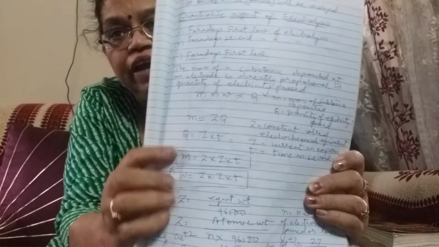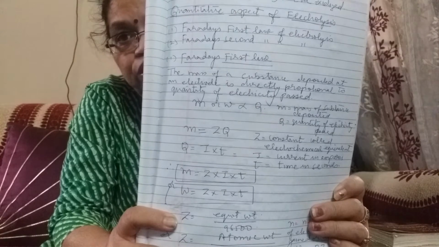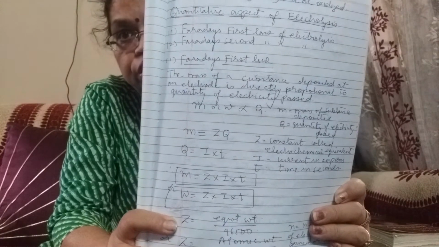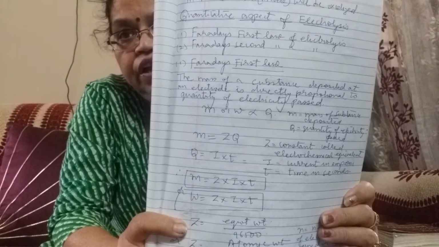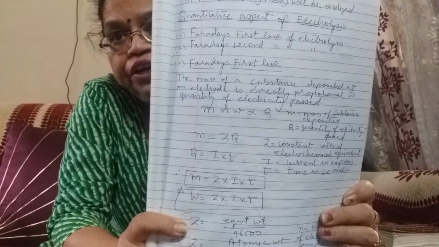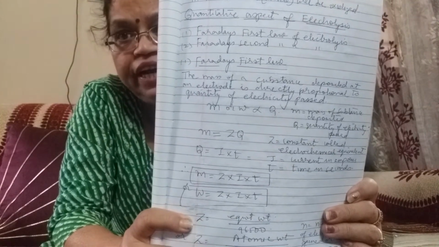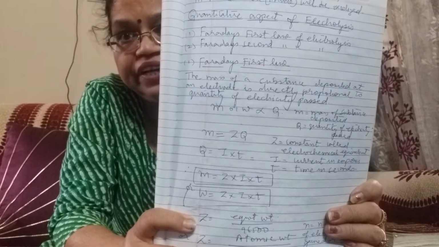If W or M is the mass of the substance, M or W will be directly proportional to Q. What is Q here? Q is the quantity of electricity passed. If you remove the proportionality sign, जब equal to लगा दें, तो we are introducing a constant which is called Z. Z here is called electrochemical constant.